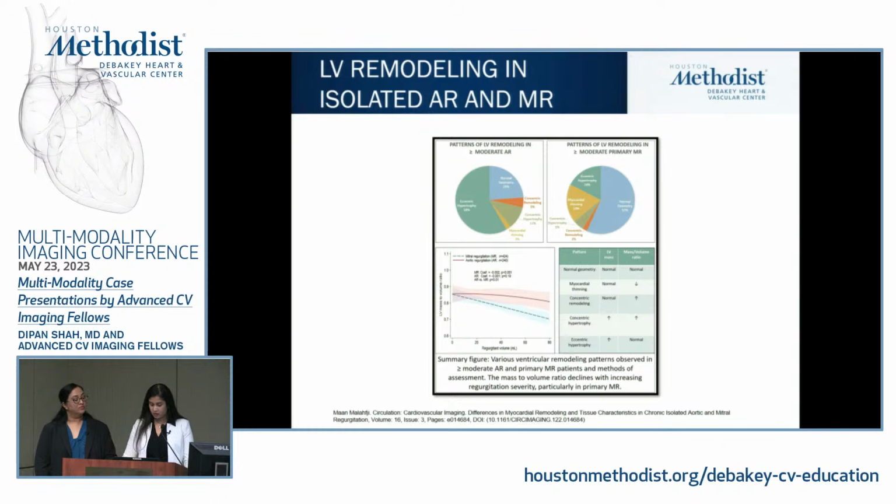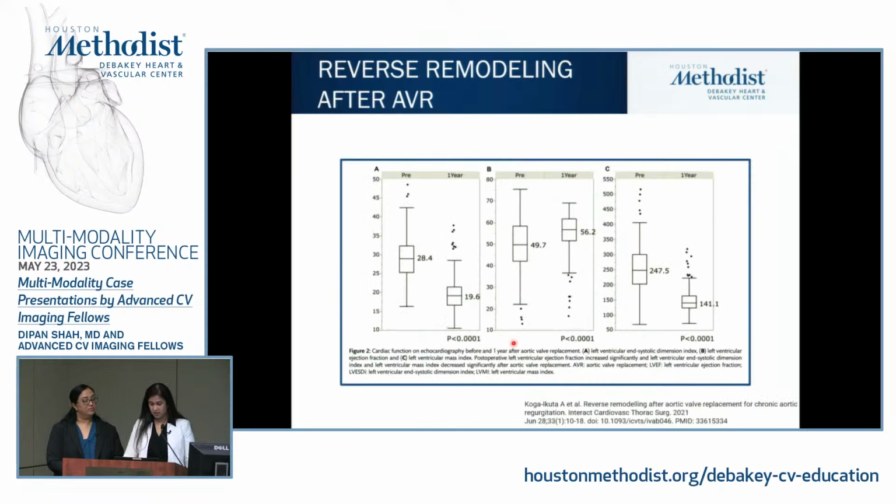It was reported that although the MR group had more severe disease, it was the AR group that had greater degree of remodeling, as quantified by larger LV end diastolic volume, end systolic volume, and higher LV mass. What do we know about reverse remodeling after fixing the valves? In this retrospective study of a total 246 patients, preoperative LVEF and LV end systolic dimension index were identified as independent predictors for reverse LV remodeling.